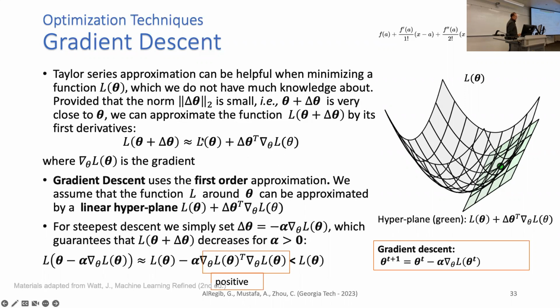Look carefully at this. L of theta is what I have here as f of a. The change in my theta is what I have here as x minus a. And then I have the derivative of my function, which I have here. So that's my first order approximation. So when I say gradient descent, I can replace that by saying I'm just doing a first order approximation in this case.